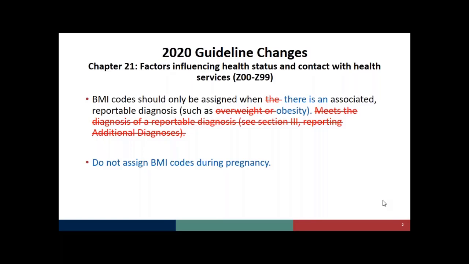The first guideline change is pertinent to Chapter 21. Chapter 21 is factors influencing health status and contact with health services. Everybody knows we use a lot of the Z codes. The Z codes have basically replaced what we used to use in ICD-9 as the V codes. So I just wanted to go over the BMI codes that should be assigned when there is an associated reportable diagnosis.